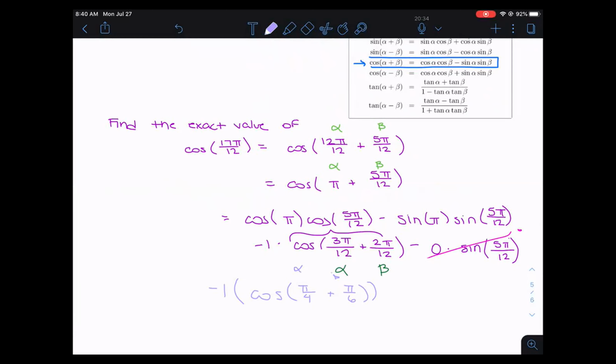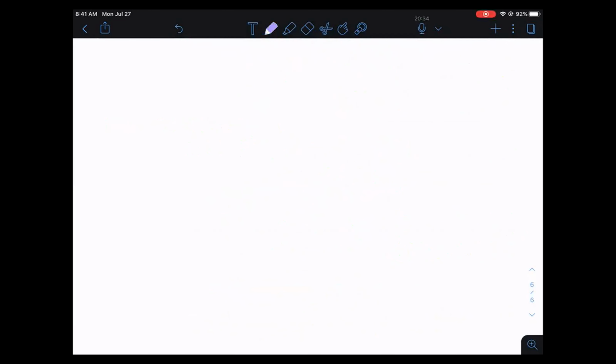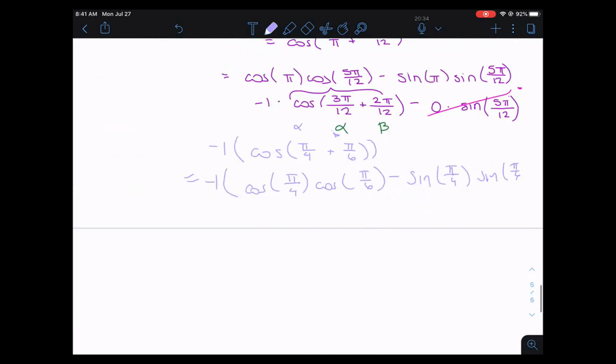So this is going to be equal to negative. I'm going to put that -1 outside. -1 times cosine of pi over 4 times cosine of pi over 6, because pi over 6 is our beta, minus sine of alpha. Our alpha is pi over 4, so we're going to have minus sine of pi over 4, and then times sine of beta. Our beta is pi over 6, so this is going to be times sine of pi over 6.